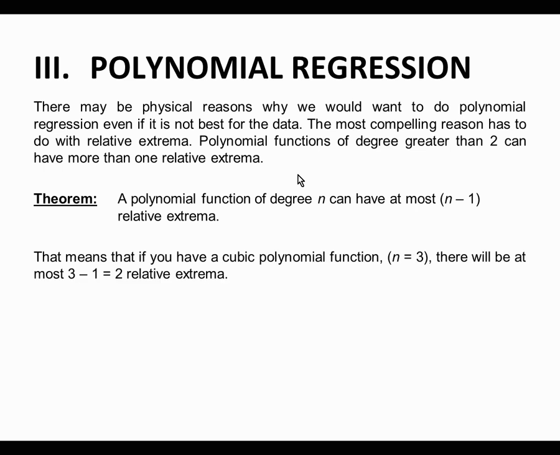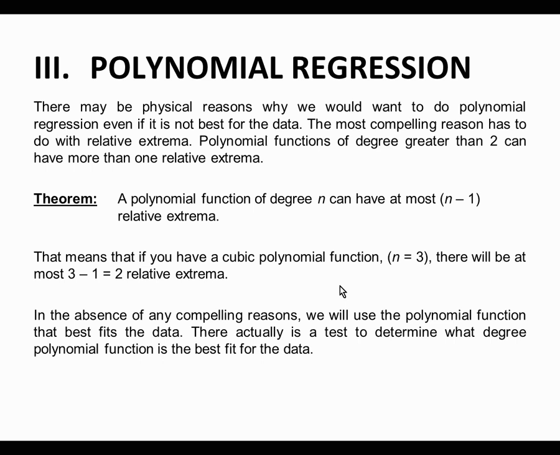So that means if you have a cubic polynomial function, again, n is 3, there will be at most 3 minus 1, which is 2 relative extrema. You could have a max, you could have a min. And sometimes the data seem to support that. Now, in the absence of any compelling reasons, we will use the polynomial function that best fits the data.